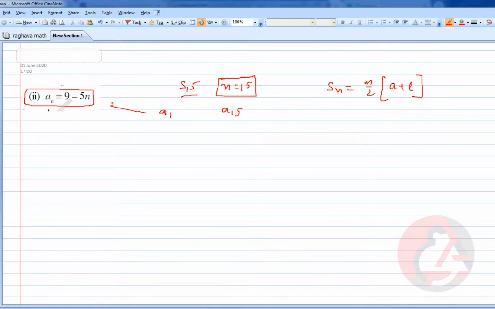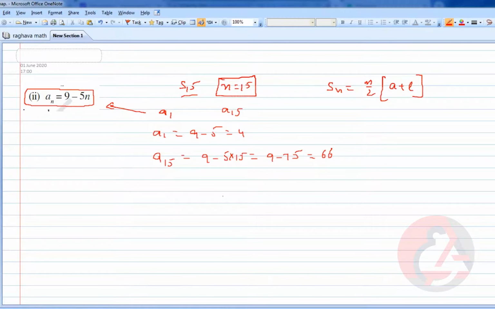From the given data, find out a1. a1 is equal to 9 minus 5, that is 4. The a15 value: a15 is 9 minus 5 into 15, that is 9 minus 75. What is the value of 9 minus 75? Minus 66. Am I right?